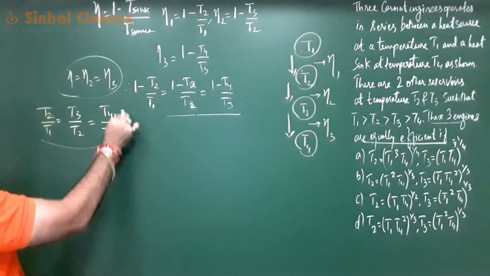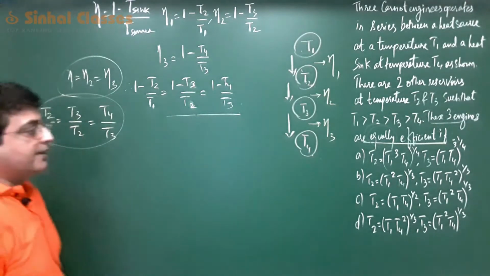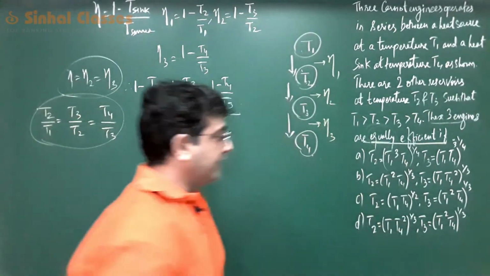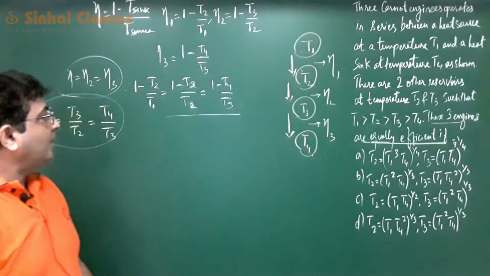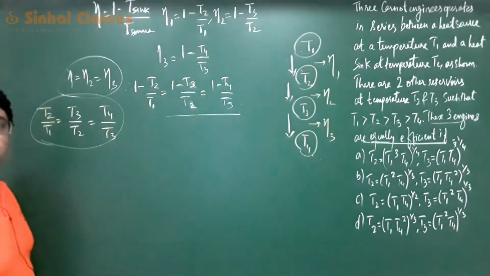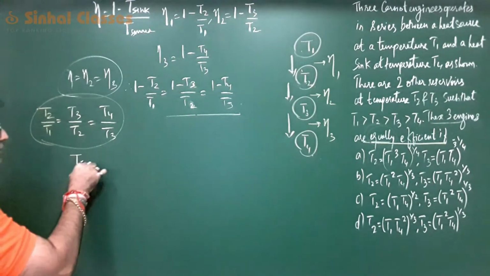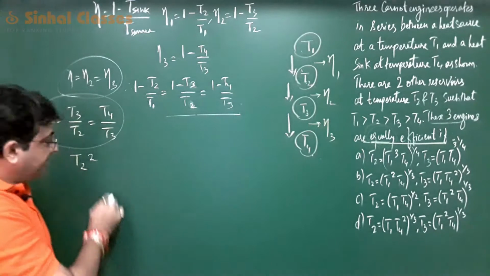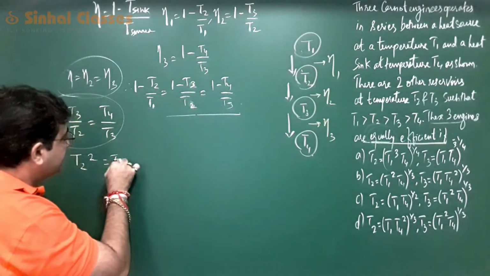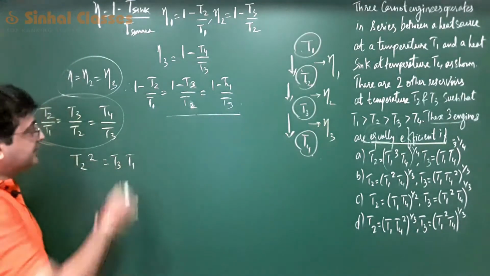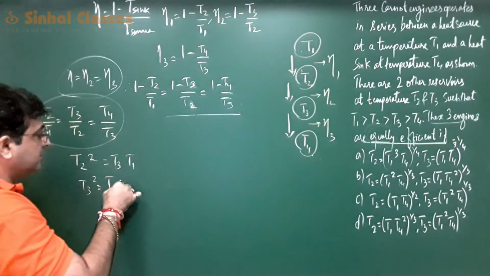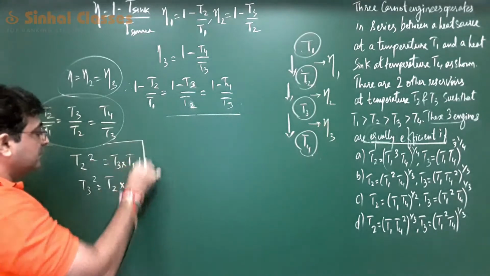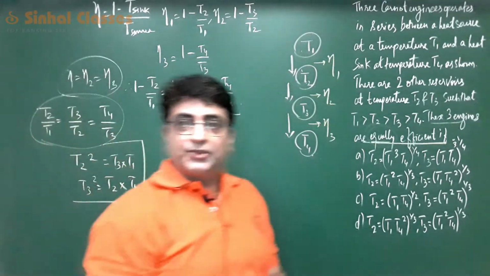Can I say now all the efficiencies are equal? Where did I take this point from? Here, all are equally efficient, students. Now when I equate it, what relation am I going to get? One relation is T2 square. What is happening? T2 square is equal to T3 into T1. What is the second relation coming? T3 square is equal to T2 into T4. Is this clear with you all, students?